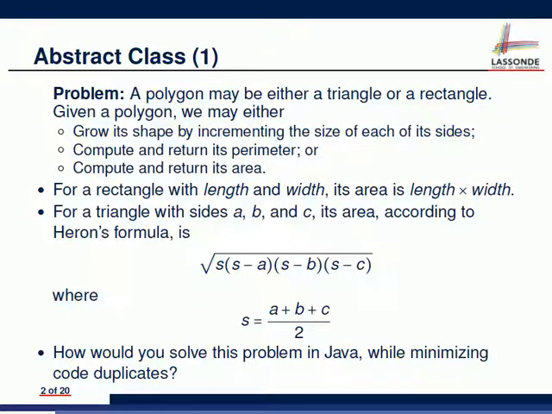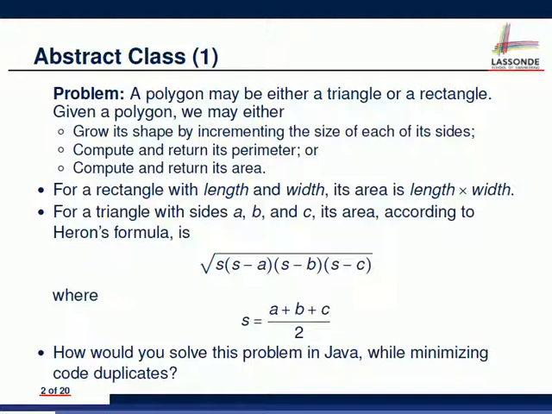First of all, you can see that there are three empty bullet points over there. These are the three methods we would like to support. The first one, we want to grow the polygon, either a triangle or a rectangle. These are the two special cases. The second one is, we want to compute its perimeter. And the third is, we want to compute its area. Now, number 1 is not quite easy, so let's focus on number 2 and number 3.